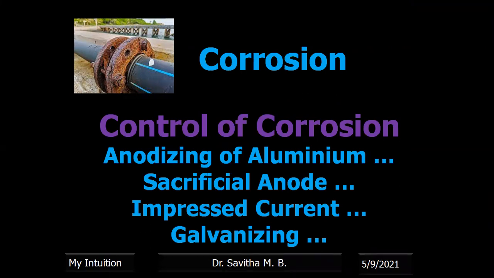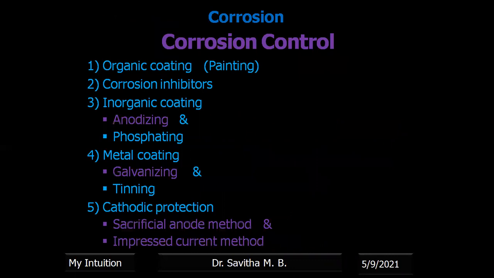These are the methods which are explained in the VTU syllabus. To control corrosion, we cannot actually eliminate corrosion. Proper design and proper selection will control the corrosion to a great extent. Proper design means there should not be any two metals directly in contact, there should not be many edges, and there should not be much stress in the metal.